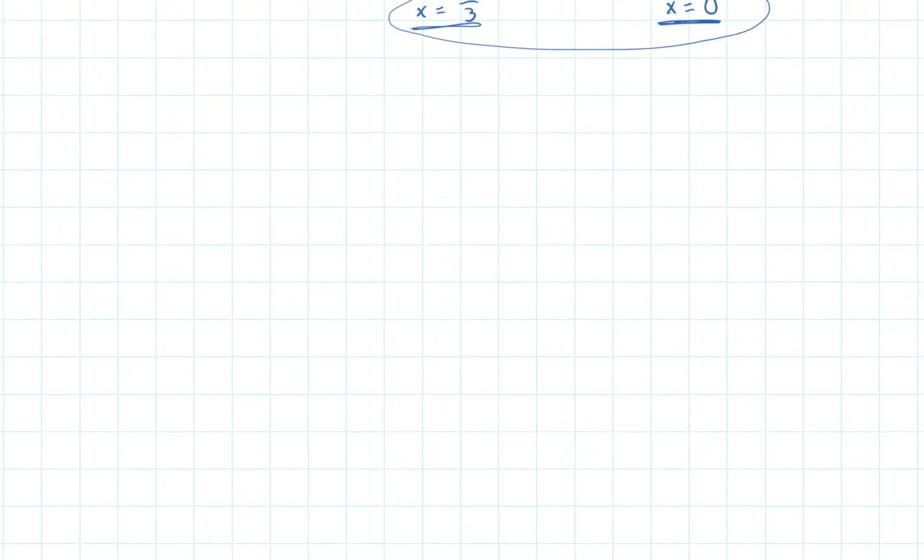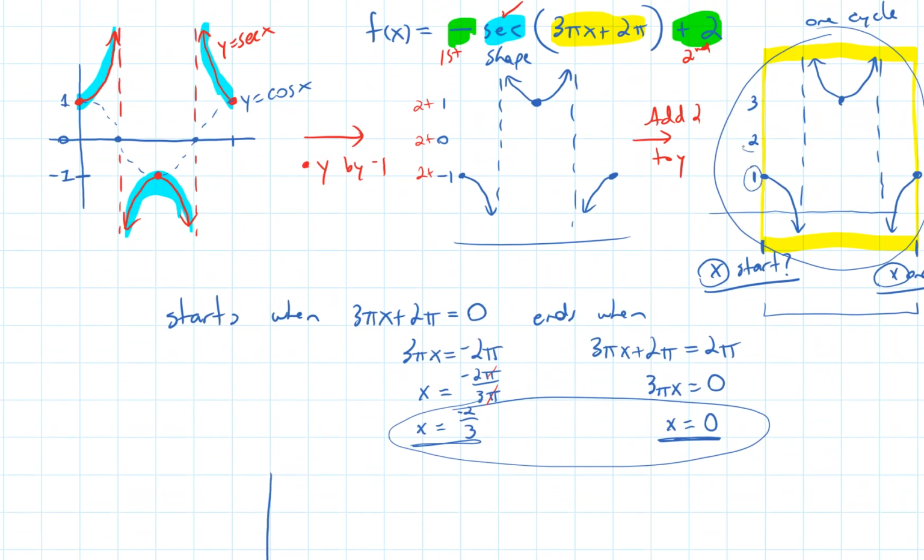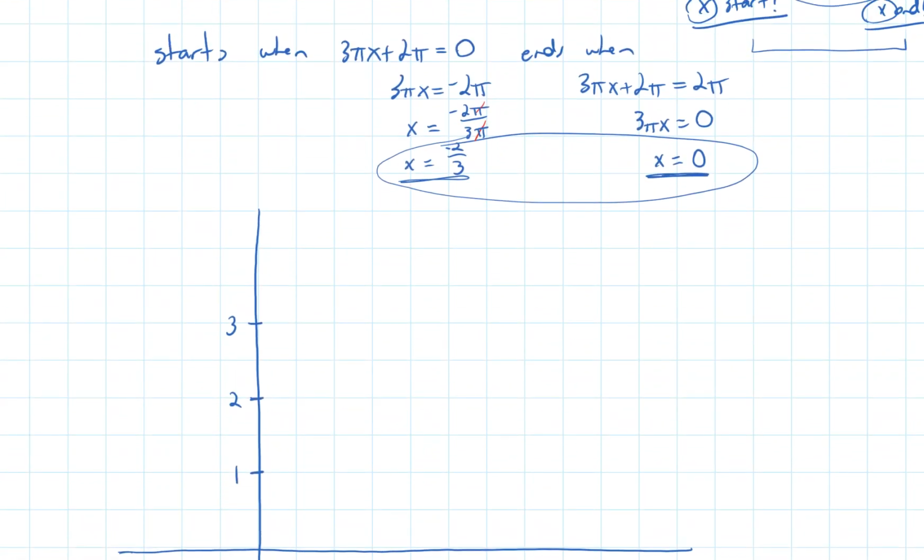Okay, so let's set up our plane here. I know that my important y values are 1, 2, and 3. So I'm going to put my x-axis kind of low here. This is 0, of course. And then let's say that this is 1, this is 2, this is 3. Okay? So those are my important y values. Now my important x values are negative 2/3 and 0. And so I need to decide on the intervals I want to use on my x-axis.